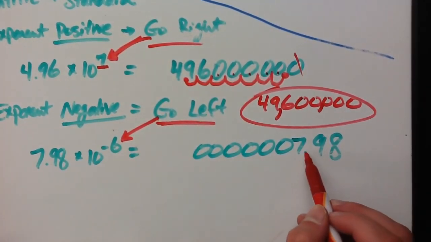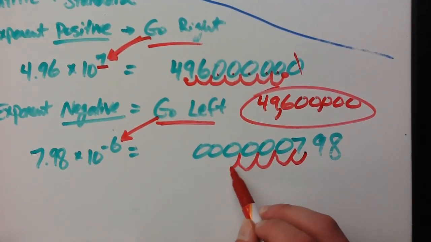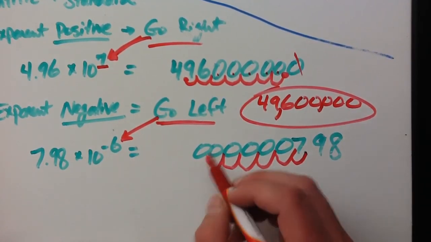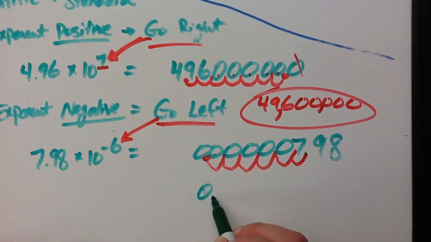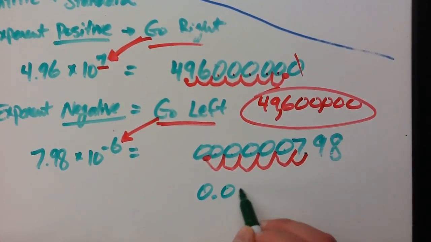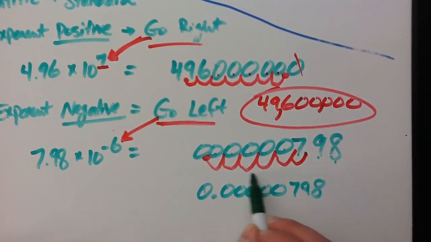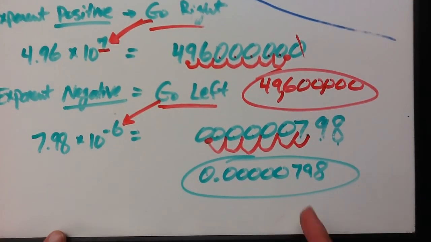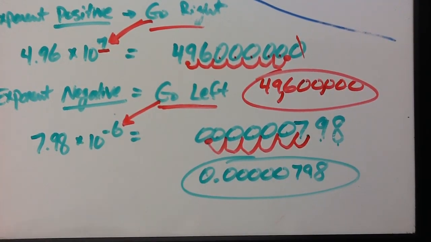So the decimal is here. I'm going to go left 6 spaces. 1, 2, 3, 4, 5, and 6. There's my new decimal location. So if I rewrite this number, I'm going to have 0.0, 1, 2, 3, 4, 5 zeros, and then a 798. So as you can see, very small number. So I went from scientific to standard notation.